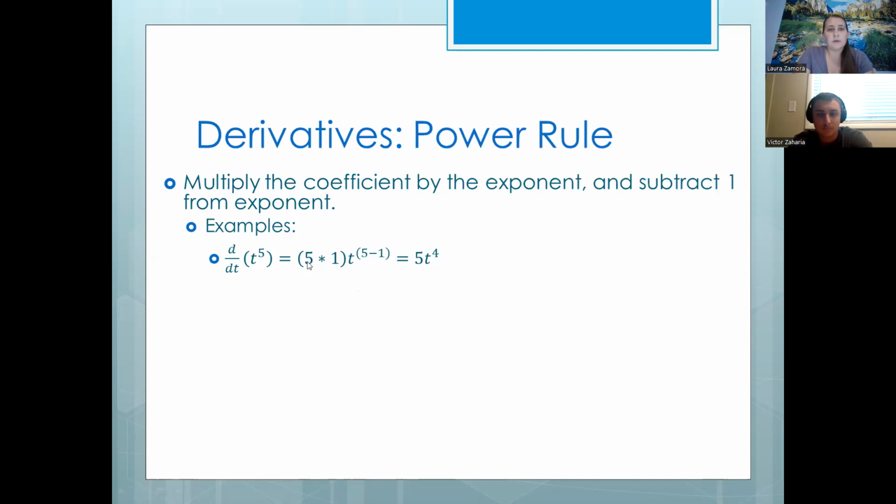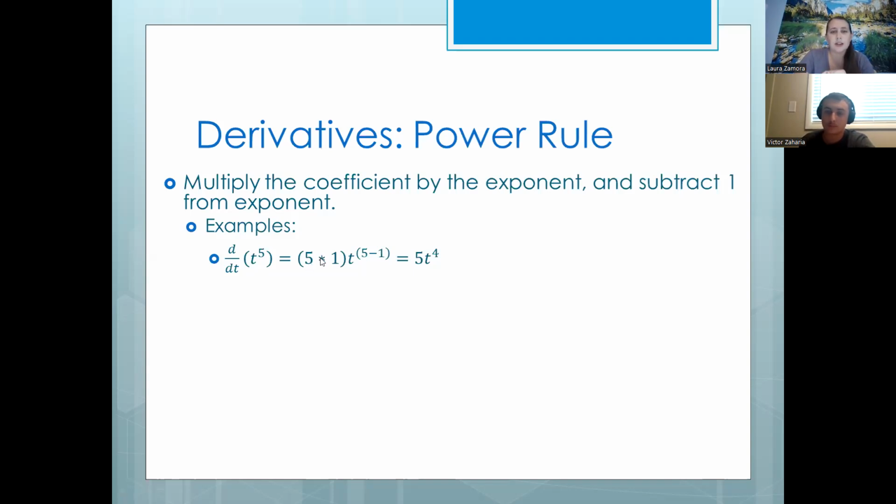So for the power rule, we multiply the coefficient by the exponent that's attached to our interesting variable, the one that's expressed to us in the derivative, right? Since we're taking the derivative with respect to t, we care about the exponent attached to t, which is 5. Since this is just t to the 5th, we can imply a coefficient of 1 because 1 times t is the same thing as t.